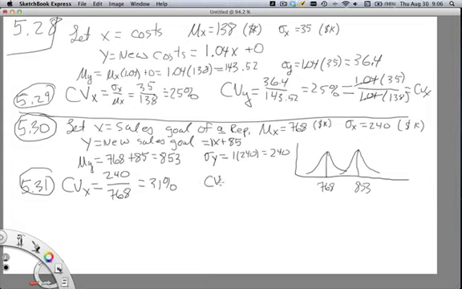The coefficient of variation of Y, on the other hand, is going to be 240, so the numerator doesn't change. The denominator, however, is getting smaller. Or sorry, the denominator is getting larger, which means the coefficient of variation is getting smaller, and that's about 28%. So the relative variation has actually gone down by increasing this.